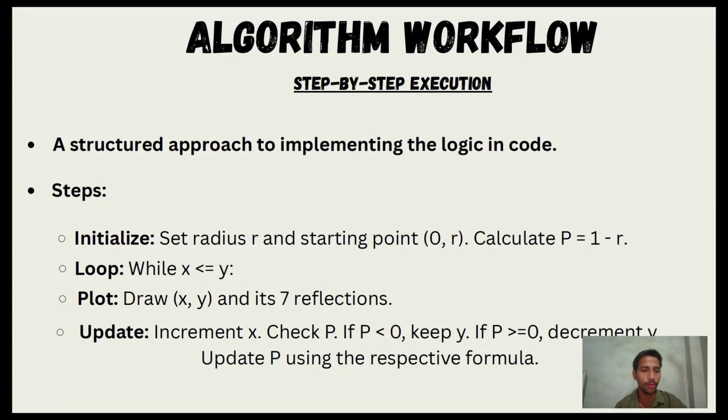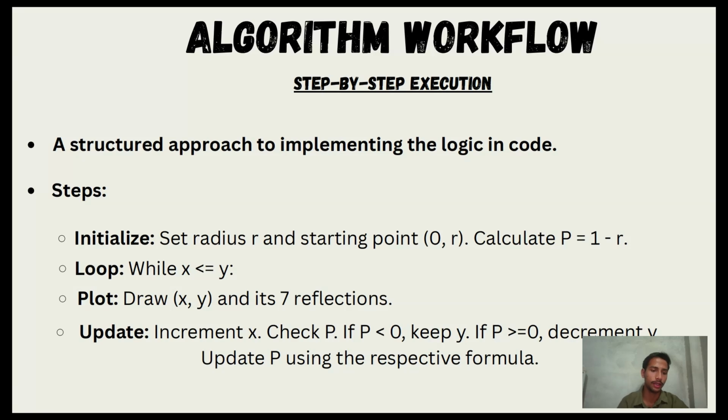Step 3. Inside the loop, we plot the point x, y and all 7 of its reflections. Step 4. We increase x, then we check p. If it is negative, y stays the same. If it is positive, we decrease y. Then we update p using the formulas we just saw.